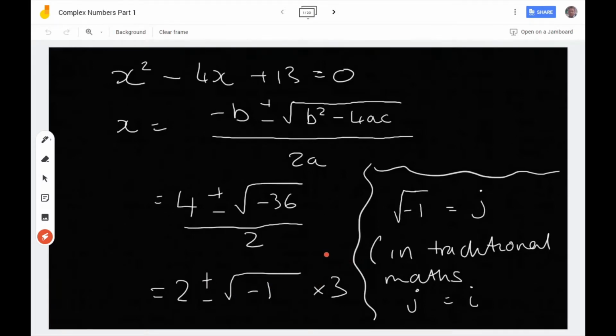Now we know that you can't have the square root of a minus number because minus 1 times minus 1 is 1 and 1 times 1 is 1. So there's no such thing as a square root of a minus number. So we have to do something with that. It's there, we can't ignore it, but we have to do something with it.